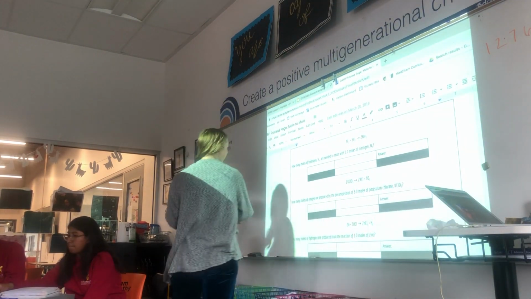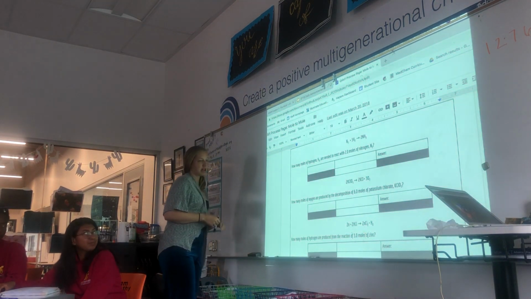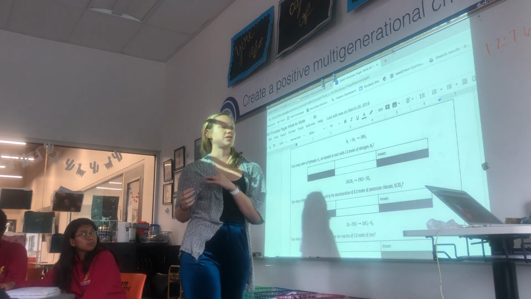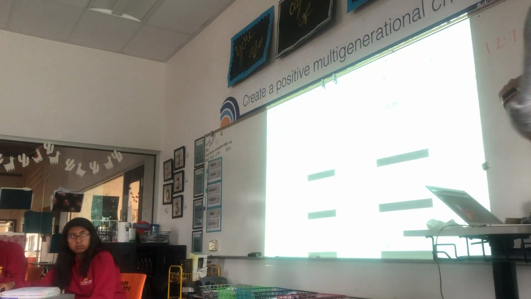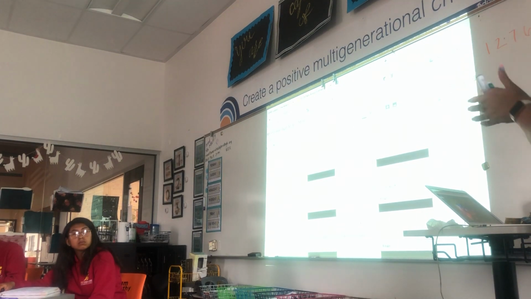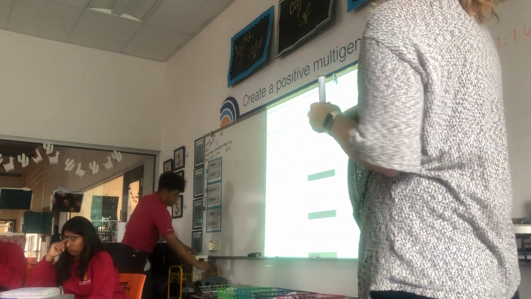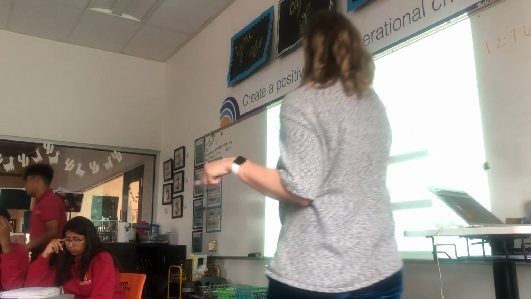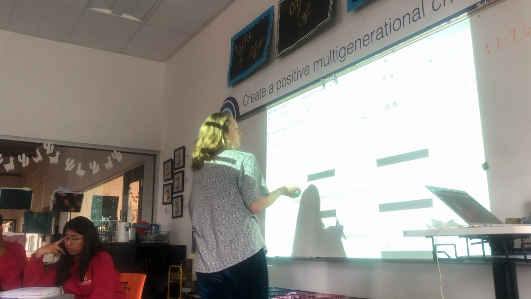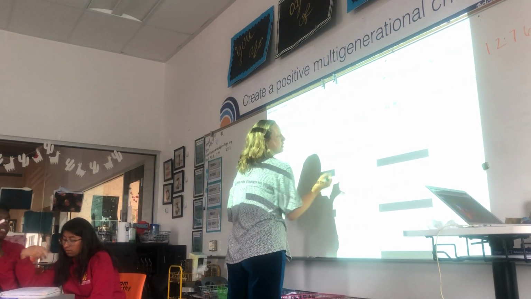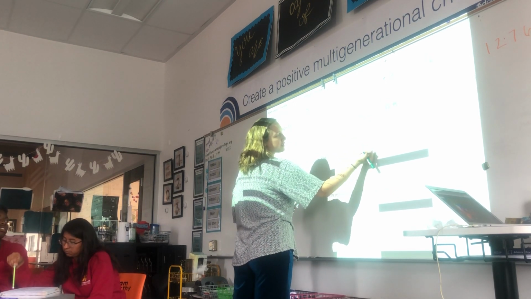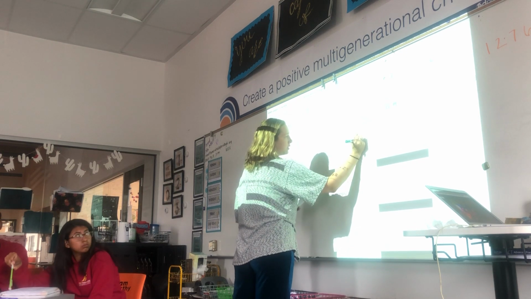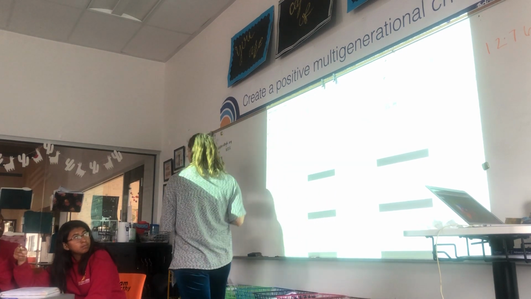So we have the equation N2 plus 3H2 goes to 2NH3. All right, is everyone with me on this? Okay, so what I'm going to do is highlight my coefficients here. What's my coefficient for N2? 1. What's my coefficient for H2? 3. What's my coefficient for NH3? 2. Great. Okay, so those are my coefficients.